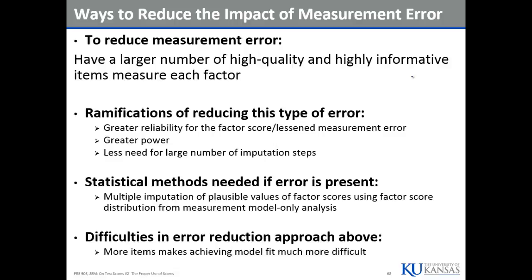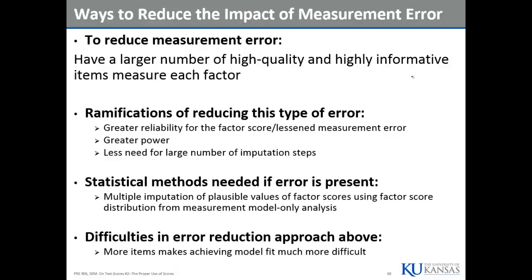What are the difficulties in reducing measurement error? Well, every item that you add makes model fit that much more difficult, right? It is very hard to get a 40 item scale to fit to measure one factor. It gets even worse when we're in non-normal. It's harder to assess fit. Yeah. So I think that's pretty cool, right?